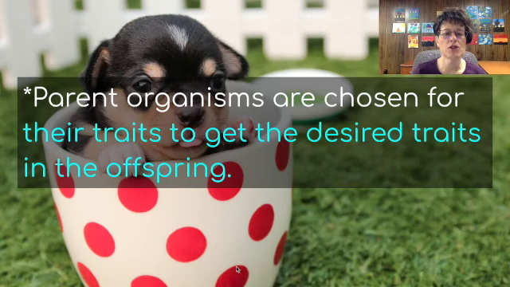Parent organisms are chosen for their traits to get the desired traits in the offspring. So, for this little puppy, this is actually a little Chihuahua. Traits were chosen to give maybe certain colors and the size of this little puppy.